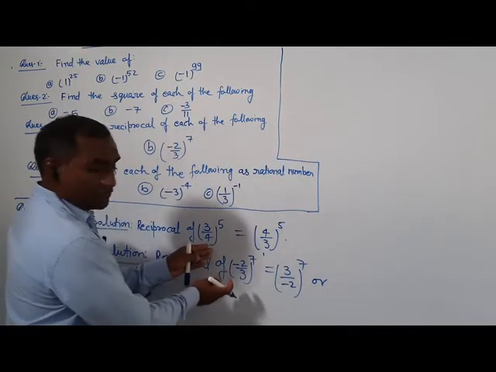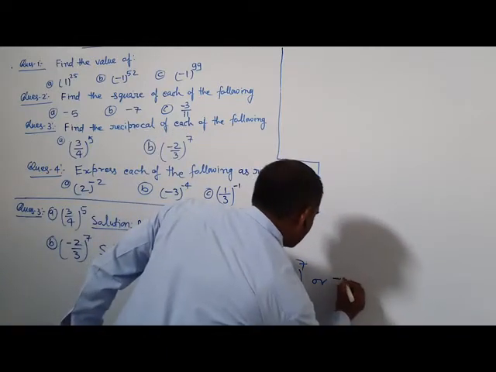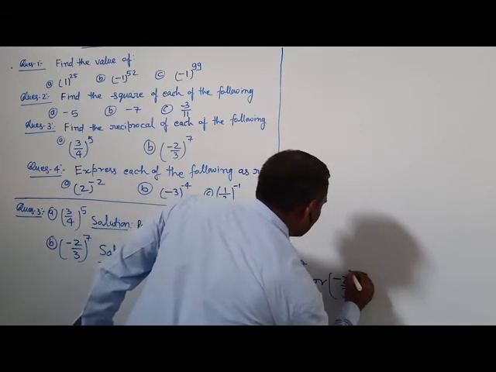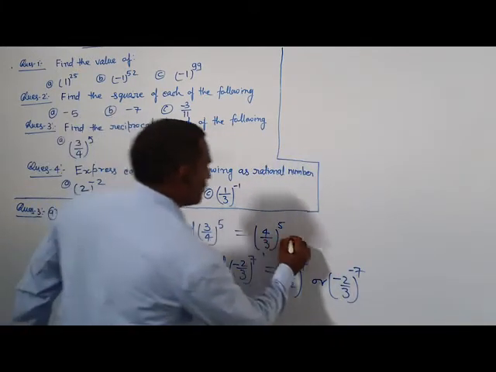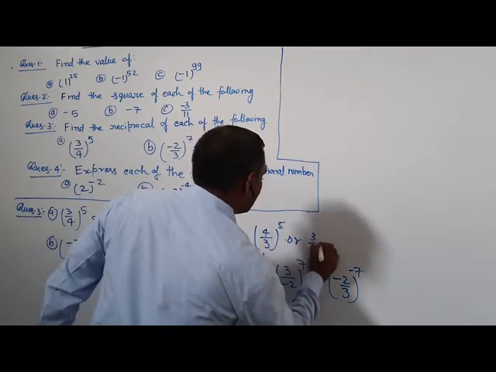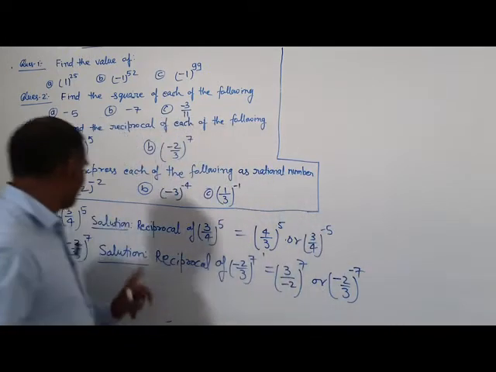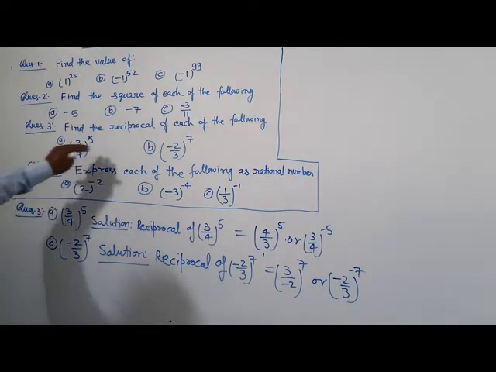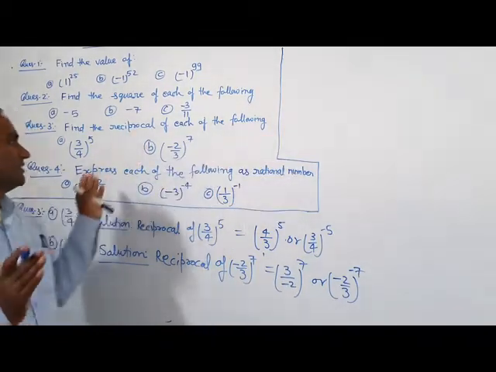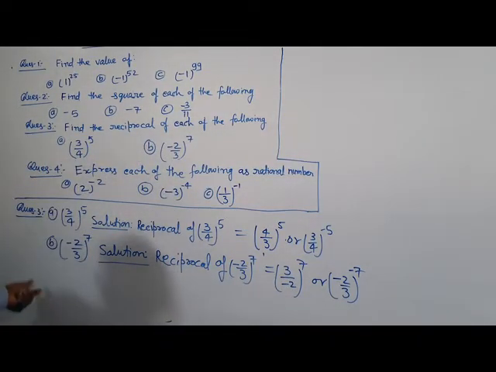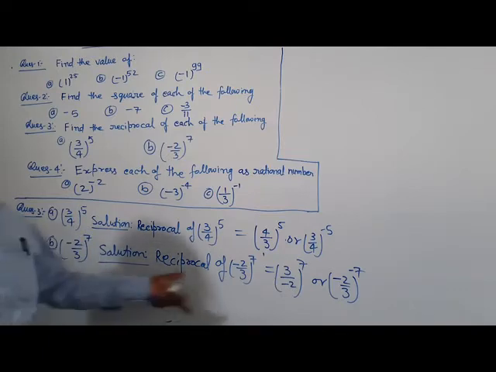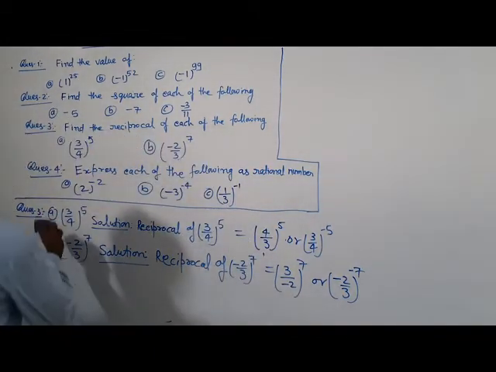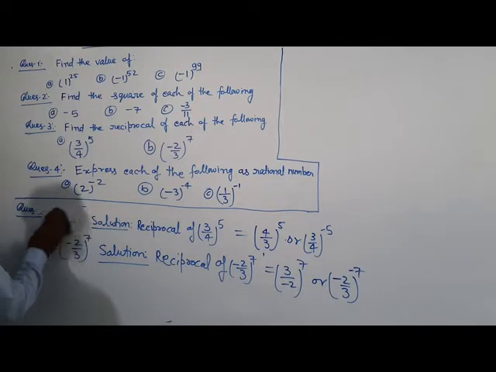There is no need to change the rational number minus 2 by 3, but you have to change the power into negative, minus 7, like 3 by 4 raised to power minus 5. So all of you can solve the questions based on reciprocal, either that is an integer or a rational number. You can find the reciprocal in this way. And you can solve this type of question from your exercise book. Now come to question number 4.